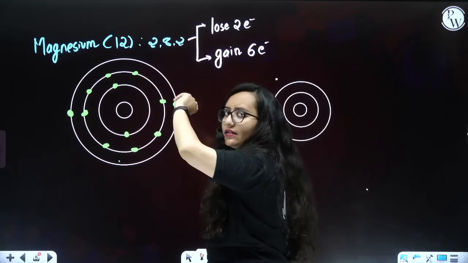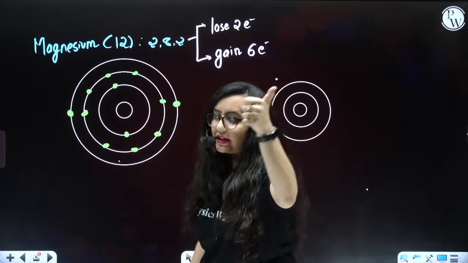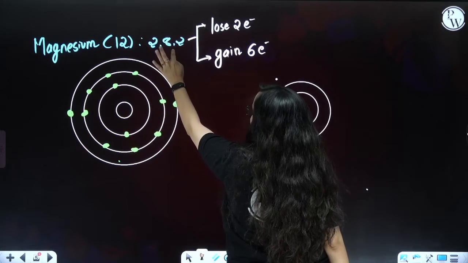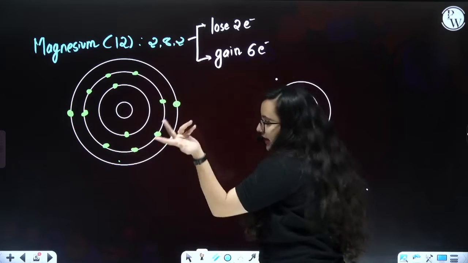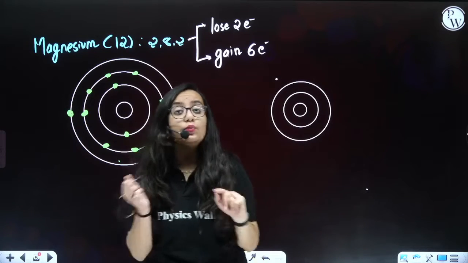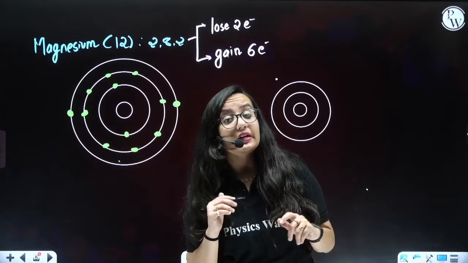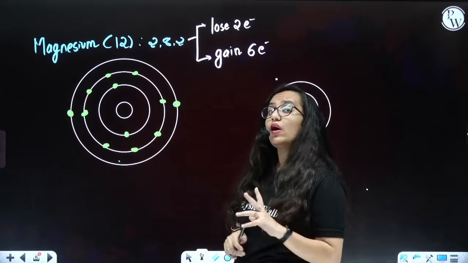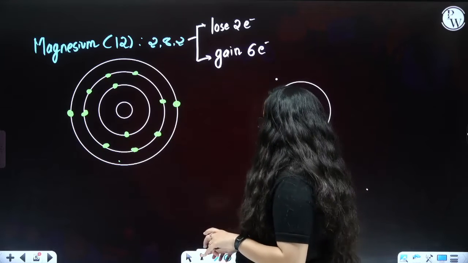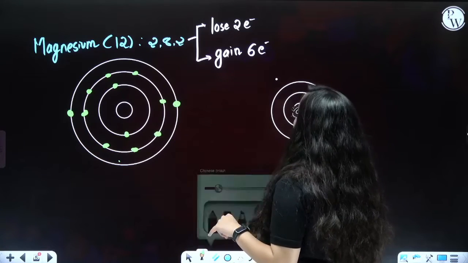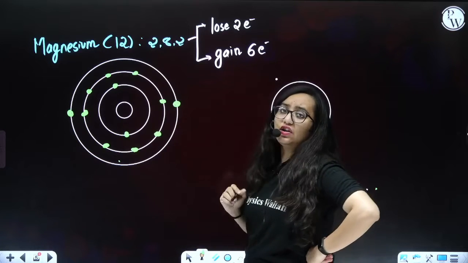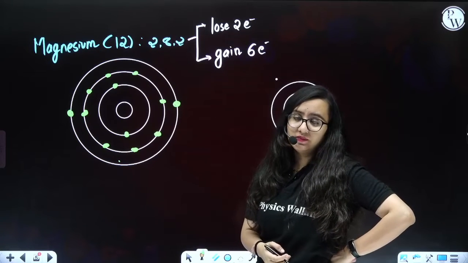Stable. Yes, that way it can be stable. Or if it is gaining 6, 2 plus 6 is 8, so 2, 8, 8. Yes, stable. So in both ways it can attain stability. Now the question is, what will magnesium do? It is clearly seen here, beta, which is the easier way to attain stability.